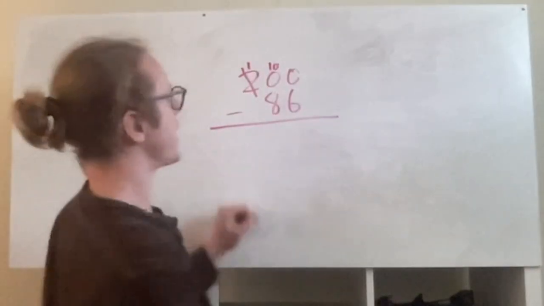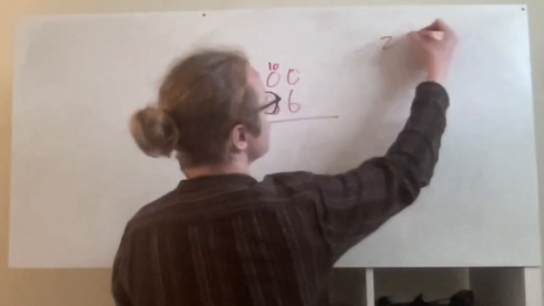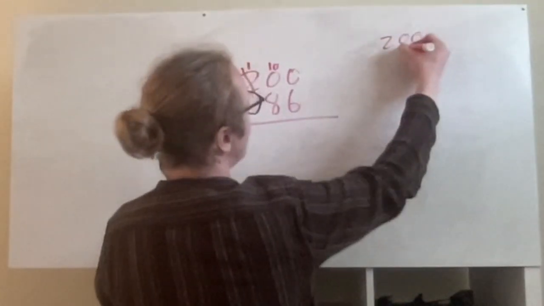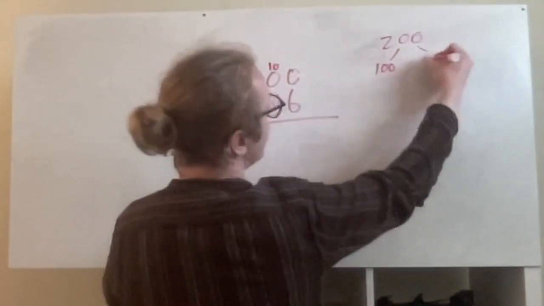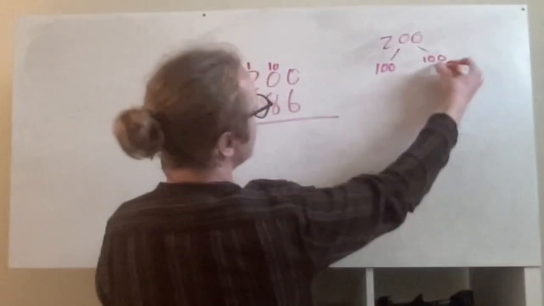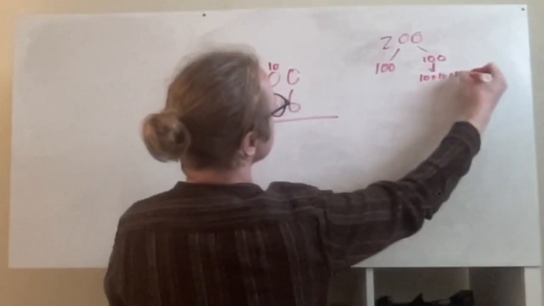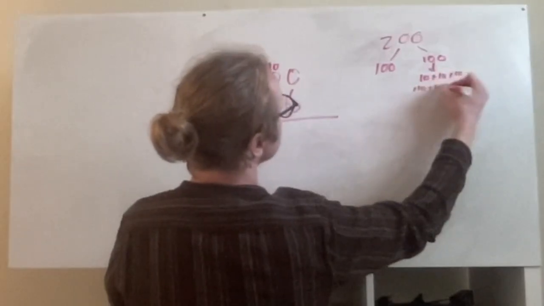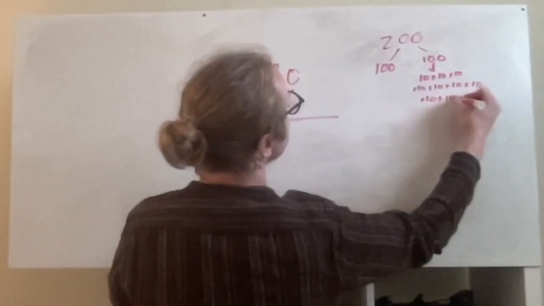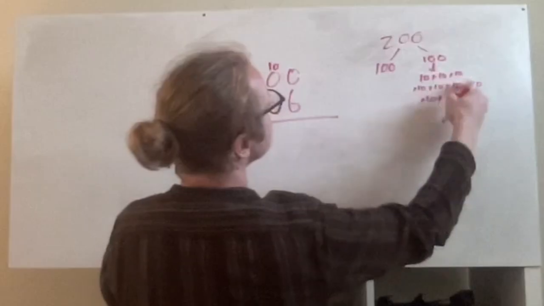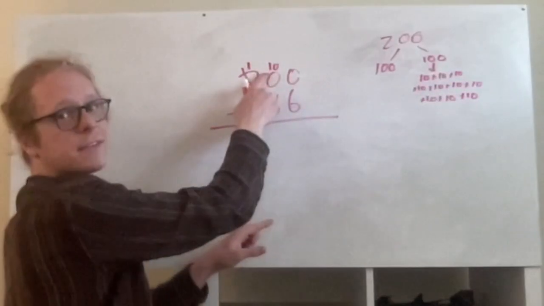Okay? Now, why is that? Well, I just took 100 away from this. Right? We had 200. I'm going to take 100 away. I leave 100 here, and then I take 100 away, and I break that 100 into 10 tens. Right? 10 plus 10 plus 10, and so on. We have 10 tens now. Okay?